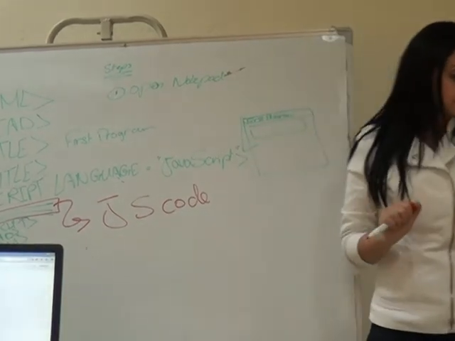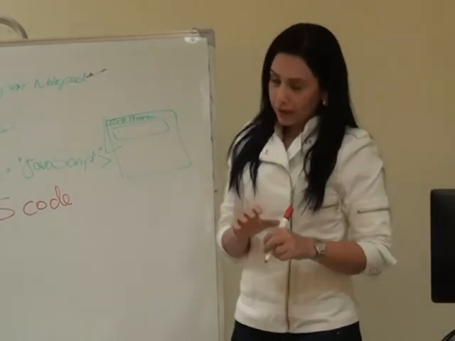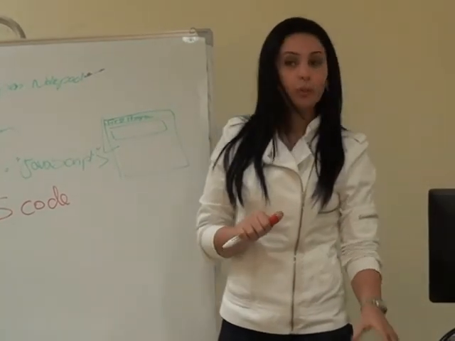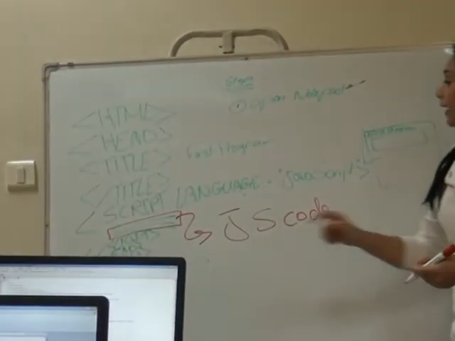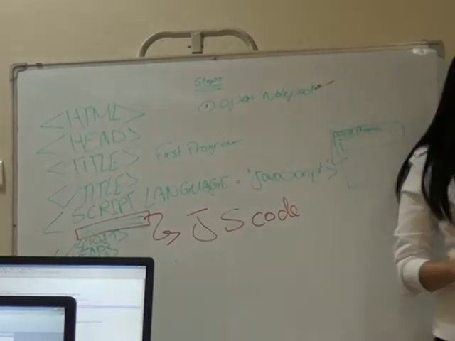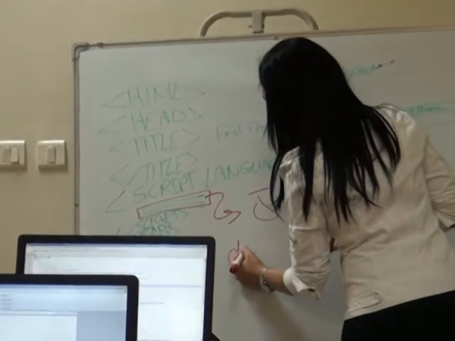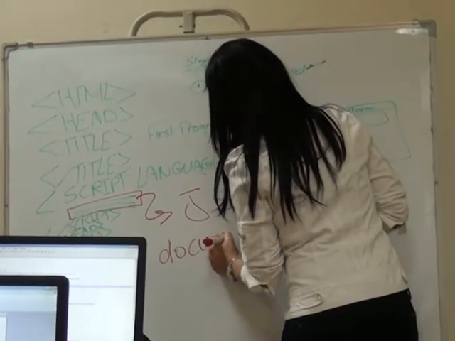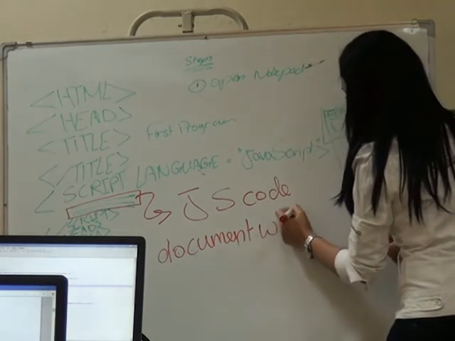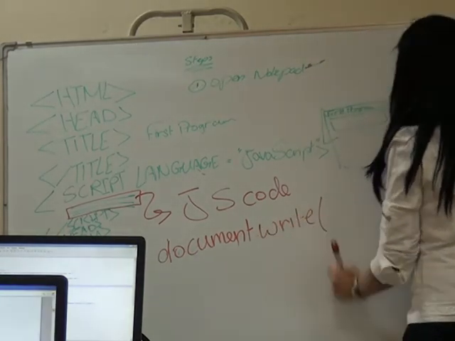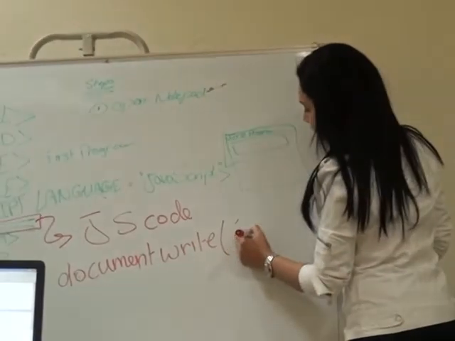Let's write. Will you please write this code in Notepad. Open your notepad, just write the skeleton of your program. And let's see what we will write inside the script. Inside the script we write document dot write, open a parenthesis, welcome to programming.